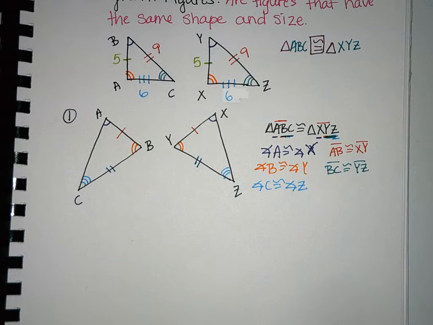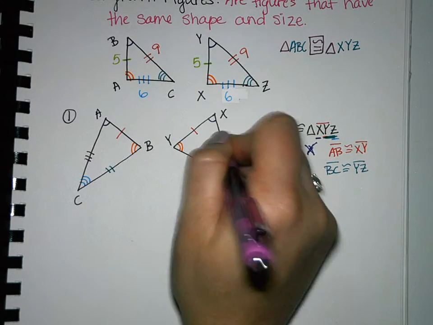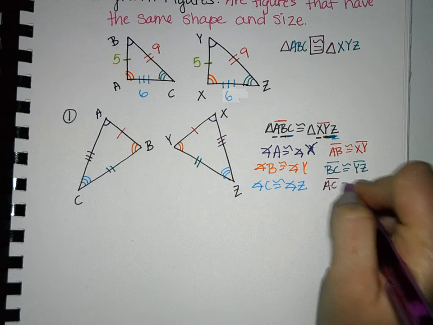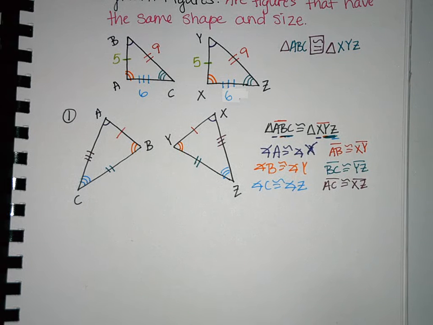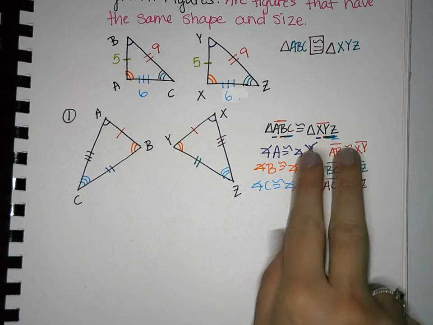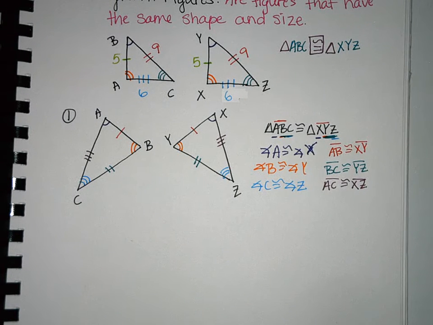Now we need one more. Abby, do you think you can do the last one? AC and XZ. Okay, any questions about how we use the statement to fill in the marks for the picture? So again, XZ were the outside two, the first and the last, so they go with the first and the last of the other statement. So it's all about just matching up like pieces.